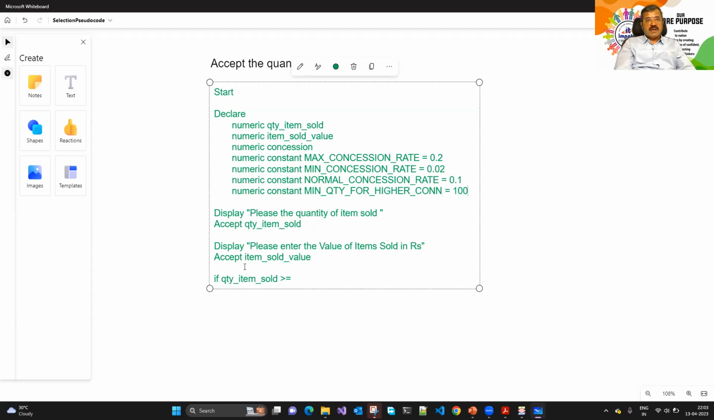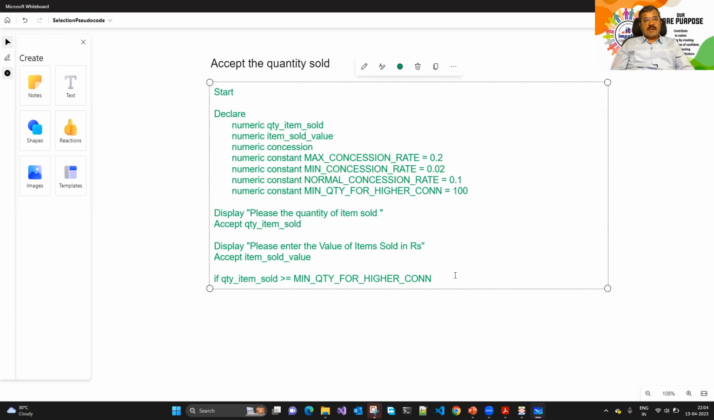And that was 100. If it is minimum QTY for higher concession. Okay, is that enough? No, it's a condition. Break conditions, I say and. So the first time we are using and. I'm saying and. And what will be the next condition?